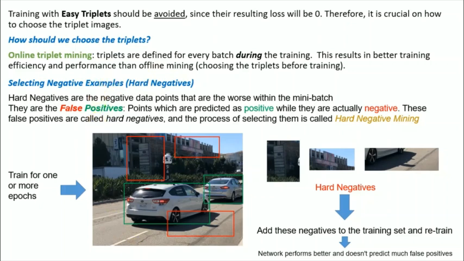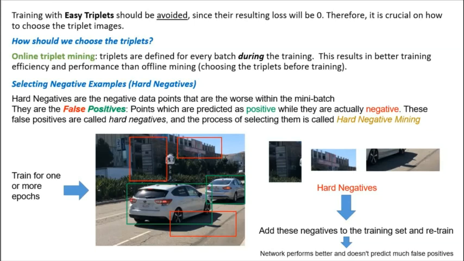So the negative samples are just called hard negatives. Hard negatives are the negative data points that are the worst within the mini batch. So basically they're just the false positives. What does false positive mean? It means points which are predicted as positive, but they're actually negative. So these false positives are called the hard negatives, and the process of selecting them is called hard negative mining.